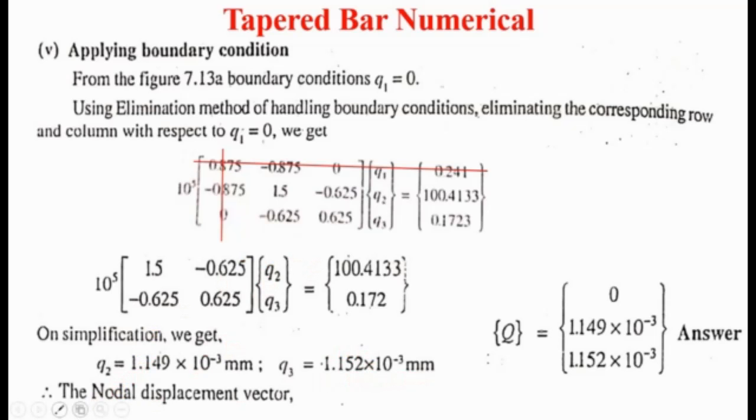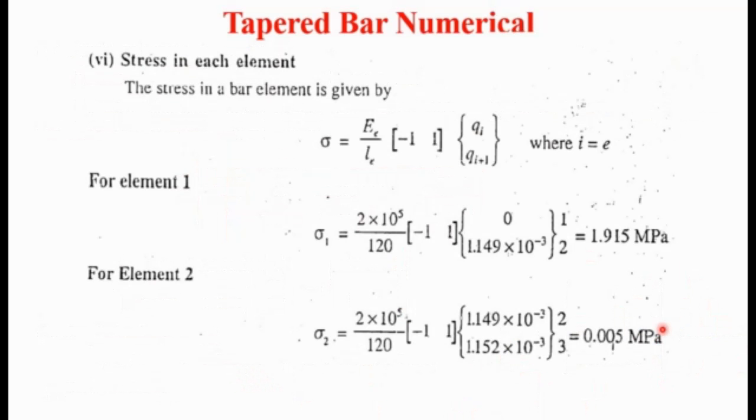So therefore the nodal displacement vector q is equal to: q1, which is equal to 0 because it is fixed, then q2 is equal to 1.149 into 10 raised to minus 3, q3 is equal to 1.152 into 10 raised to minus 3. This is the nodal displacement vector q, which was asked in the numerical.